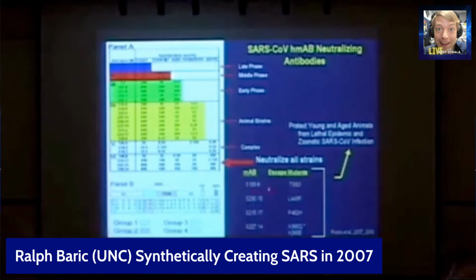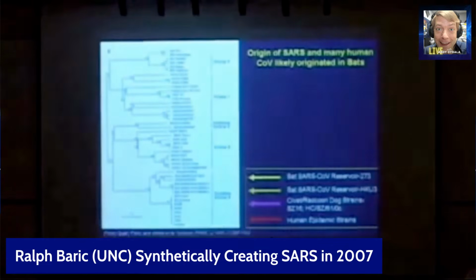Importantly, if you select for escape mutants, these antibodies select for changes in different locations of the receptor binding domain. And in fact, 3 of them don't overlap: the S109, the 230, and the 227. And so these represent good therapeutic cocktails that would capture most of the diversity that exists in SARS and probably work in potential patients that would be infected during future epidemics. And these also protect young and aged animals from lethal infection. That was published by Baric in a couple of papers.